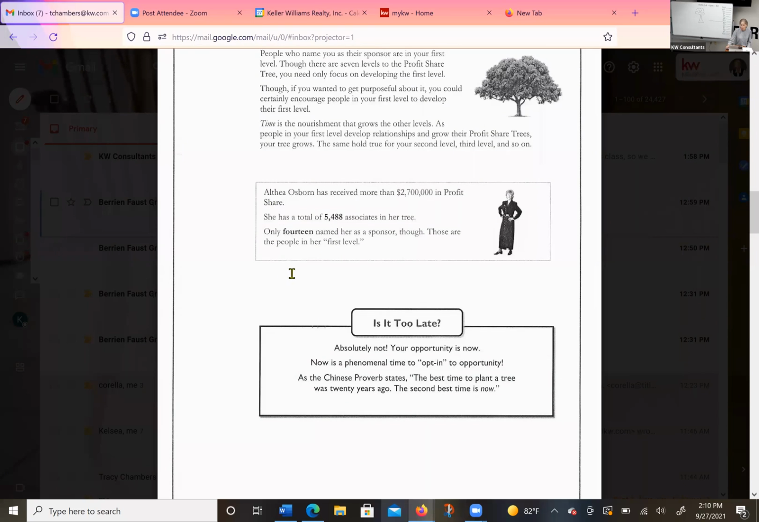Althea Osborne, she's one of the original agents in Keller Williams, and she makes about $30 million in profit share. It's pretty amazing. Our regional owners and the McKissicks make about $1 million a year. It's real. It's real money.